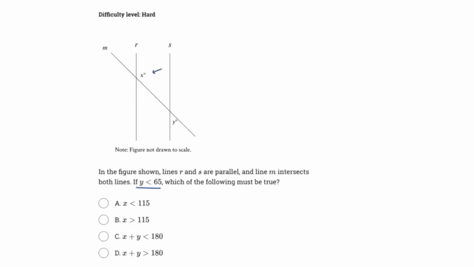And because it says Y has to be less than 65, and which of the following must be true for all values of Y, we could just plug in a random value for Y. So let's just call Y 64 degrees, right? Because that satisfies that equation. And so now we know that this Y right here is 64 degrees. And so the angle opposite of that is going to be a vertical angle. So this is also going to be 64 degrees. And we can see here that this 64 degree angle and angle X are consecutive interior angles. And so what happens is that they are supplementary. So they have to add up to 180 degrees.